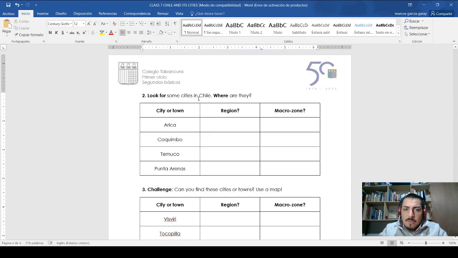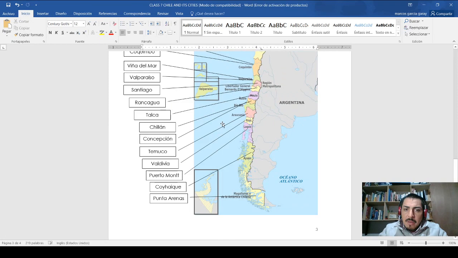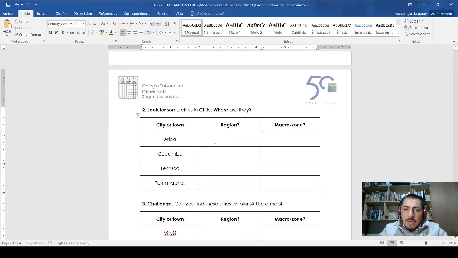Look for some cities in Chile. Where are they? Using that map here, this political map, you are going to classify each city per region and then macrozone. So for example, Arica. ¿En qué región está? Where is the region? And in what macrozone? Good. And then Coquimbo, Temuco, and Punta Arenas.